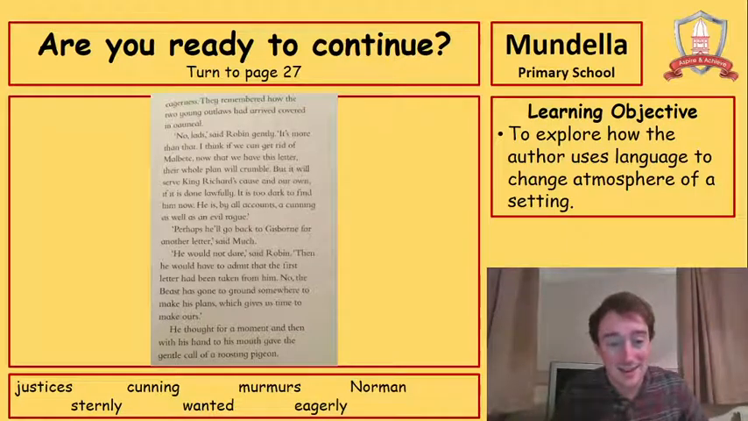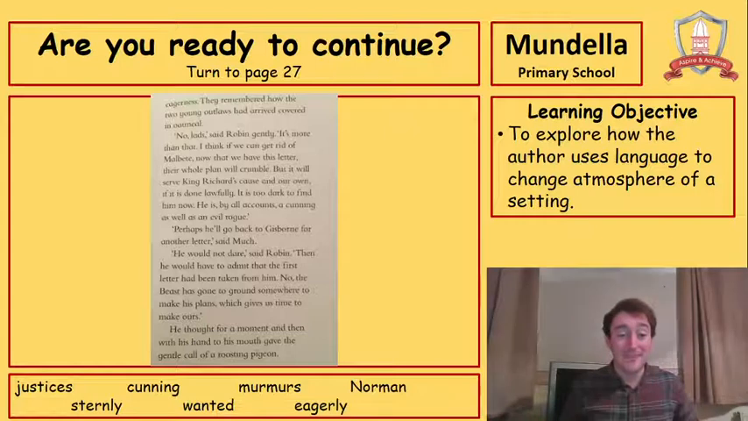It's more than that. I think if we can get rid of Malbeat, now that we have this letter, their whole plan will crumble. But it will serve King Richard's cause and our own if it is done lawfully. It is too dark to find him now. He is, by all accounts, a cunning as well as an evil rogue. Perhaps he'll go back to Gisborne for another letter, said Much.